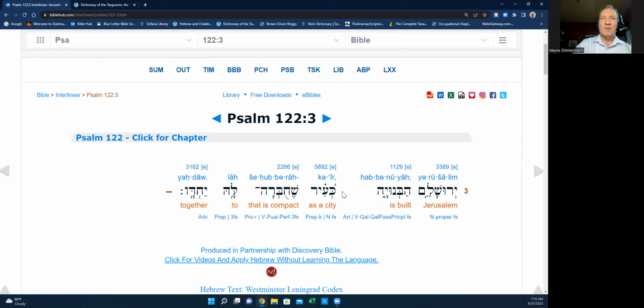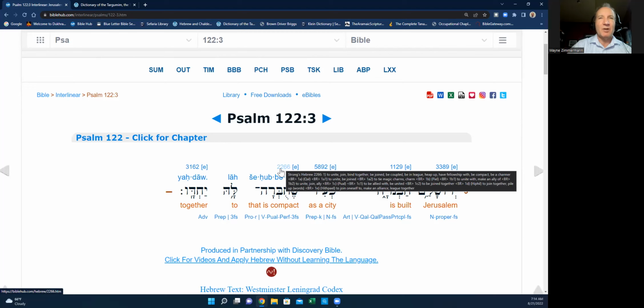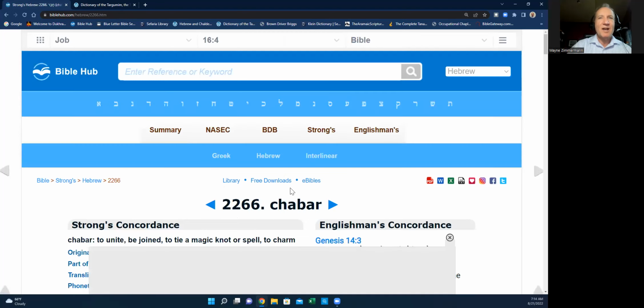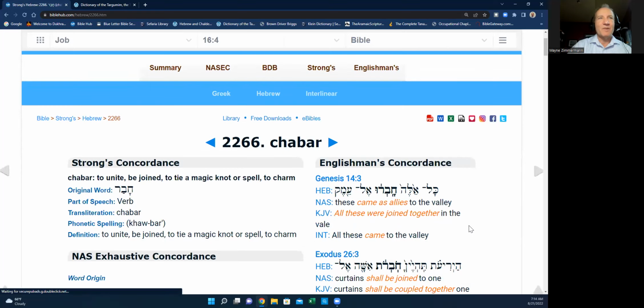But then we get to the word that just intrigued me, that is compact. We see this is a long word as we try to parse it out or divide it into parts. We see the shin in the front, which means there or that. And then we see that it ends with the hey with a kamatz underneath, which tells us it's a feminine singular ending, but the root word is the chet, the bet, and the resh. So we're going to click on this little hyperlink as I hold my cursor above 2266, and it will take us into the meanings here.